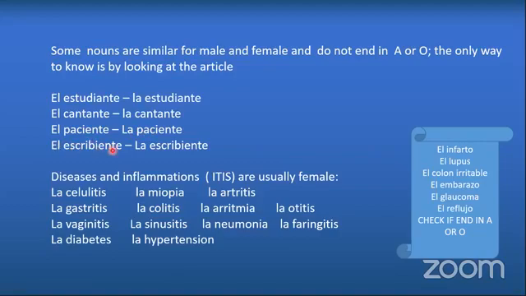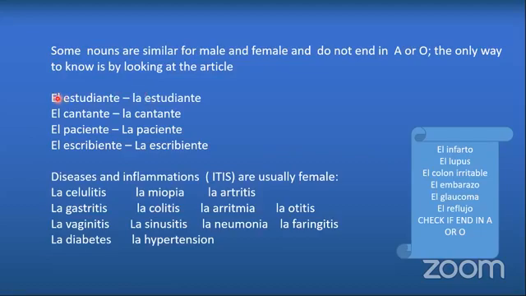El escribiente, la escribiente. Do you remember what's the meaning of that? We learned in the last class that it is the scribe. Scribe is the person that helps us take notes during the medical encounter. Very good. So in these cases, you see the noun ends in E, so there is no clue if that's going to be male or female. The only way to know is because of the article here.